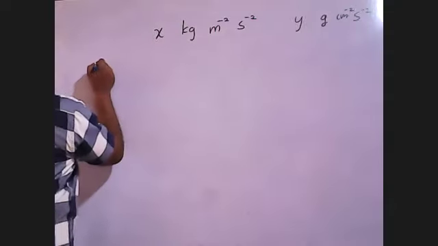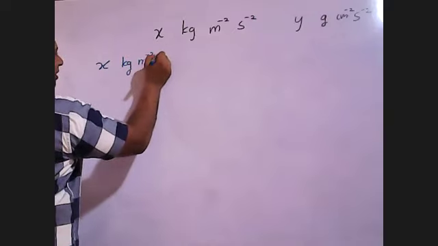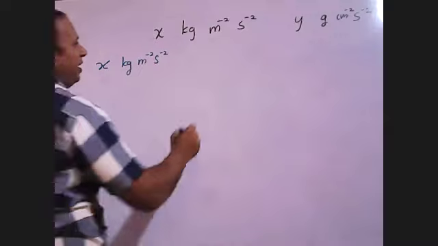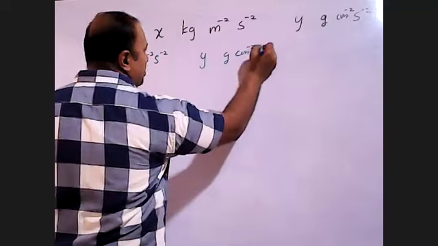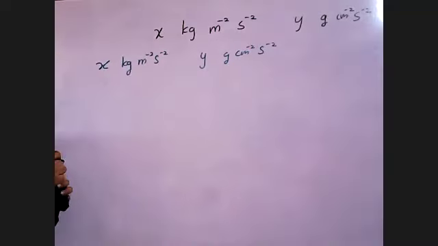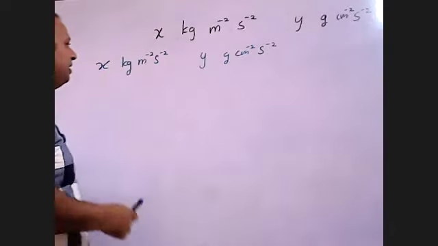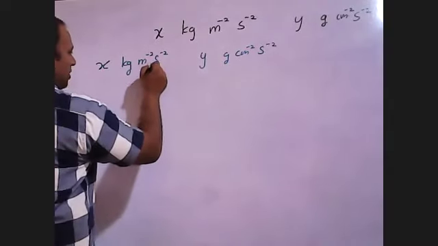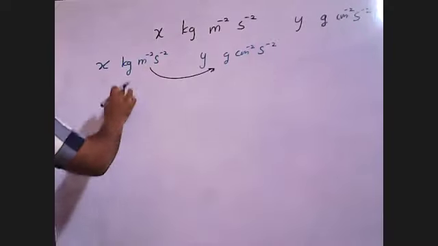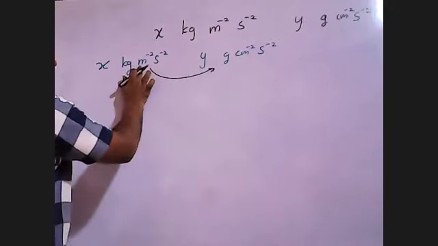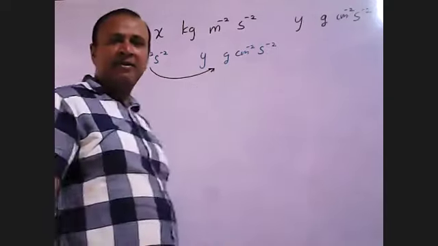Initially it is given by x kilogram m square s minus 2. Finally, it is given by y gram centimeter square s minus 2. It is asked as the converted value. So actually I have to convert this value into this unit. That means you have to convert kilogram into gram, meter into centimeter, s into s. Then you can determine the value.